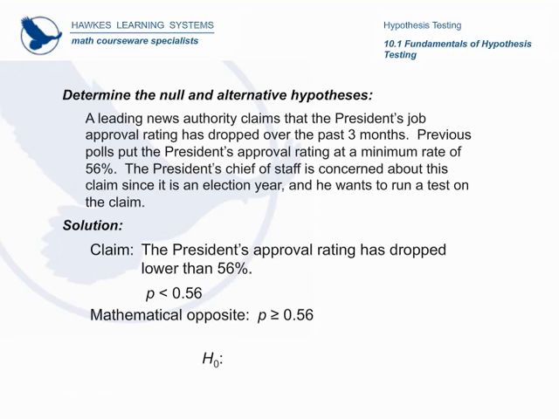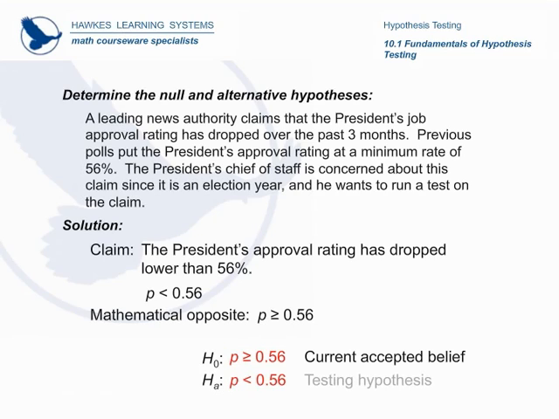Our null hypothesis H sub 0 is P greater than or equal to 56%. That's our current accepted belief, our null hypothesis. And our alternative hypothesis says that the p-value or probability is less than 56%. Testing hypothesis, those two hypotheses will be tested one against the other.